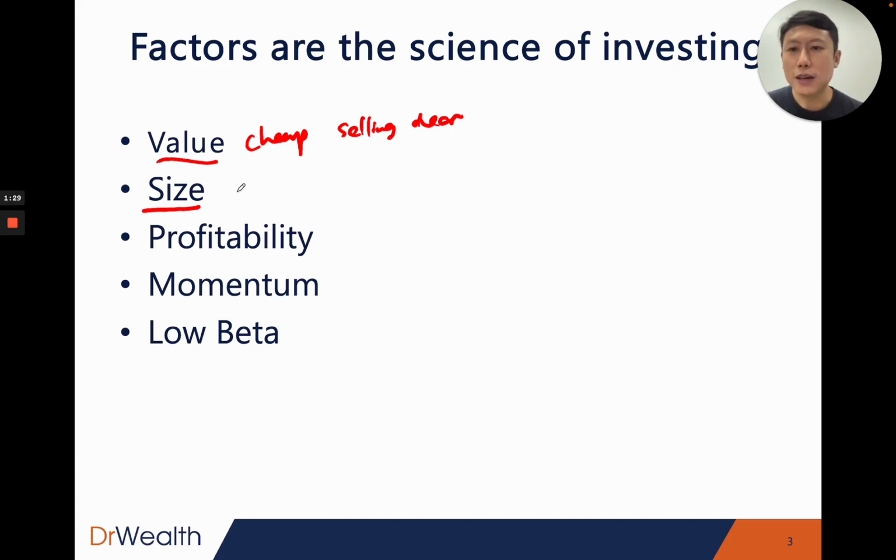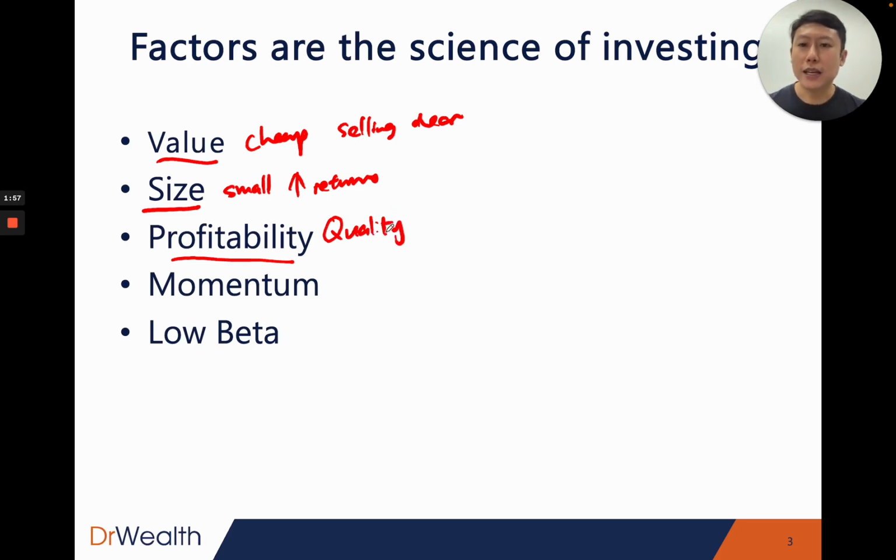Size refers to big or small companies by market cap. And the smaller they are, the higher returns they deliver. This is counterintuitive because a lot of people think that bigger companies deliver higher returns, but based on data, the smaller companies actually deliver higher returns. And profitability factor is synonymous to quality factor. Basically these are the higher quality businesses that can generate more profitability, and this is intuitive. Higher profitability stocks deliver higher returns.